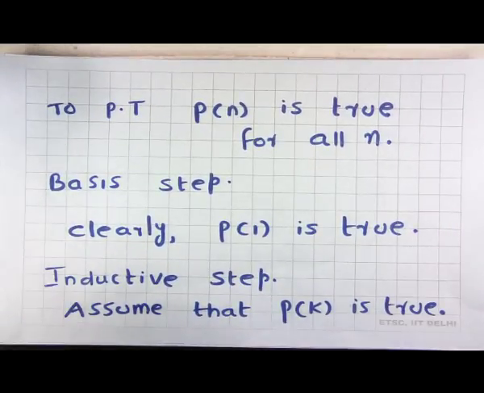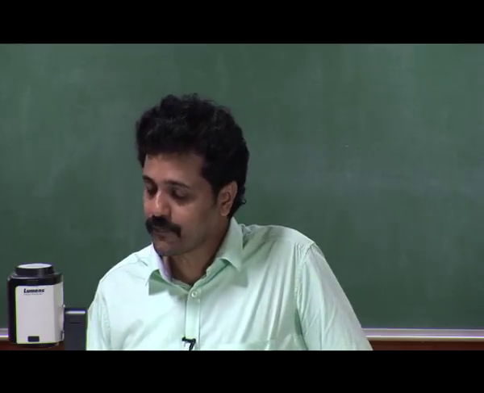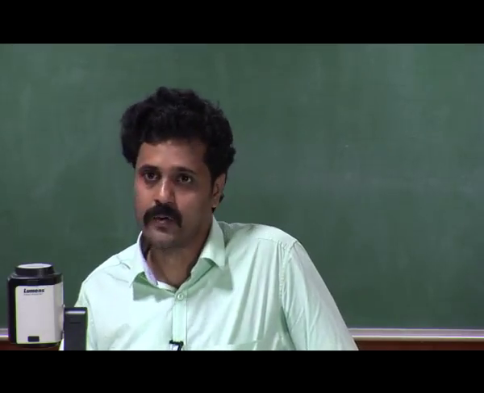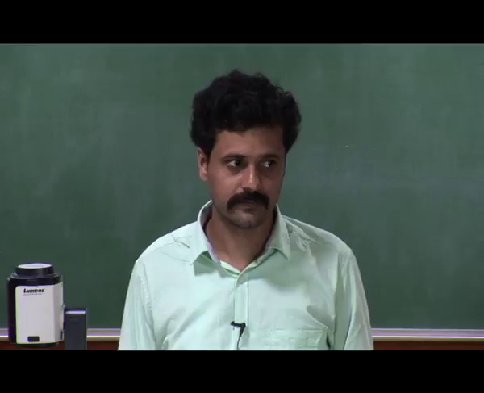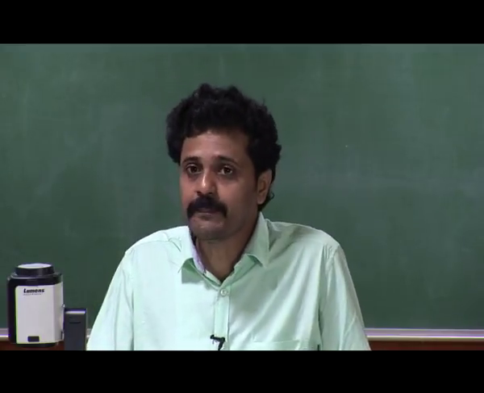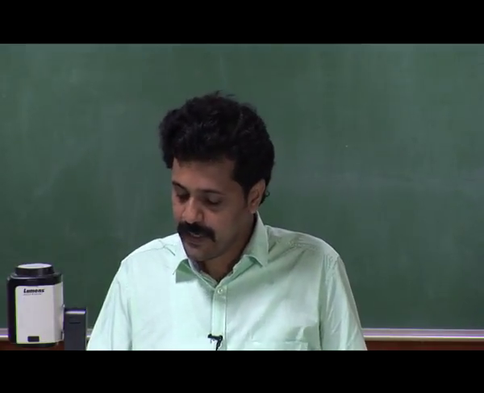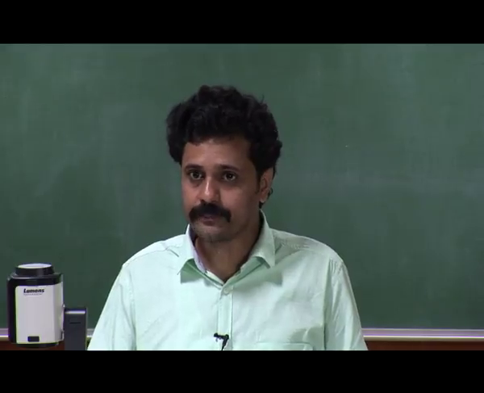To prove that P(n) is true for all n, in the basis step we have to see that P(1) is true. Clearly P(1) is true because a set of horses with one horse is of the same color. Now, let us move to the inductive step.